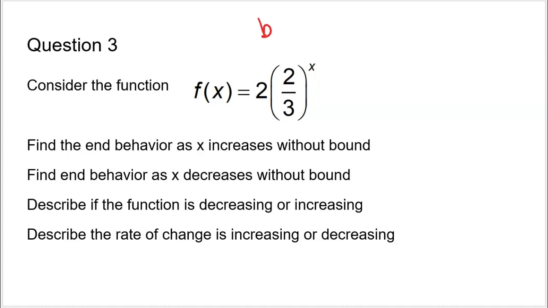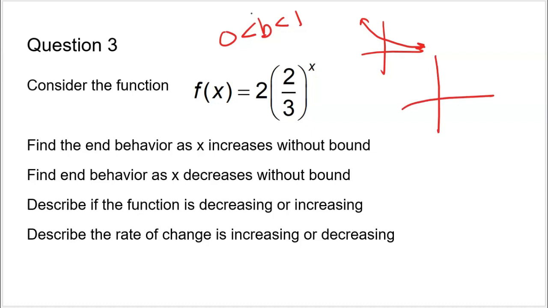Now, because my b value is less than 1, but still greater than 0, your base always has to be greater than 0, meaning your base cannot be negative for an exponential function. Well, that tells me instantly that I have a decay function, right? So I have a decay function that's going to look like this, okay? Terrible drawing, but you get the idea.